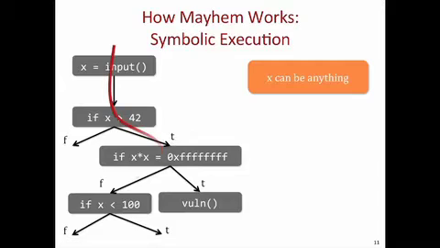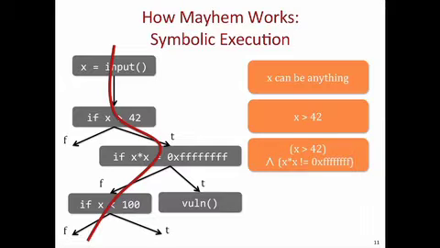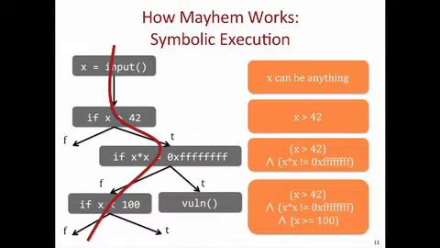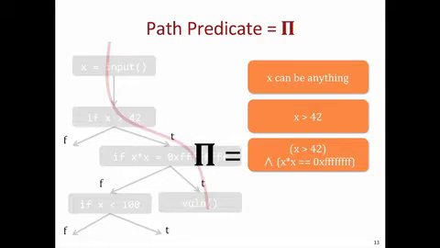So in this case, suppose we take a path here, represented as the red line, then we constrain the symbol x to be greater than 42. And for the next branch, we constrain variable x to not be the same as max integer, and so on and so forth. Of course, if we take a different path, then we assert a different path condition to the formula. Now, throughout this talk, I'm going to call this path condition the path predicate pi.